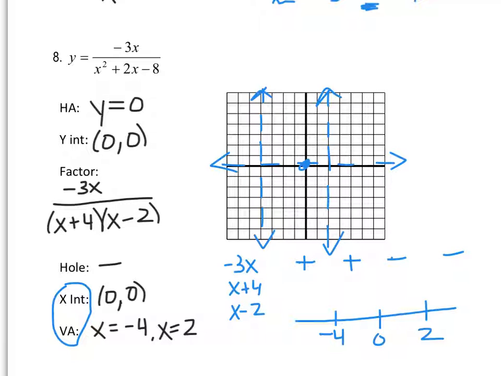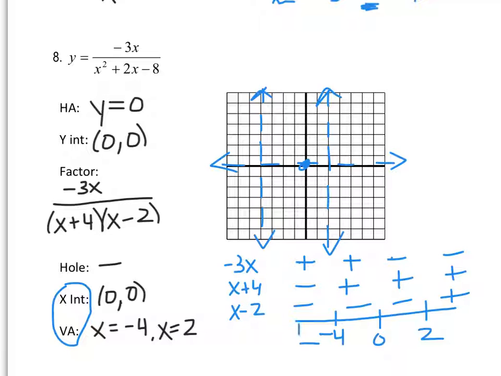Okay, anything less than -4, let's do -10. -10 plus 4 is negative. How about -2? -2 plus 4 is positive. 1 plus 4 is positive. 5 plus 4 is positive. -10 minus 2 is negative. -3 minus 2 is negative. 1 minus 2 is negative. 5 minus 2 is positive.